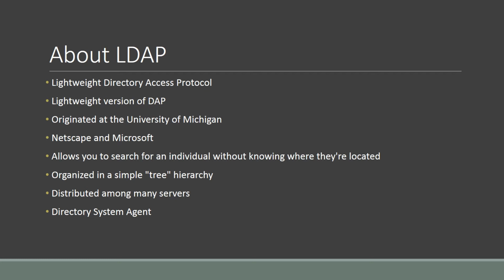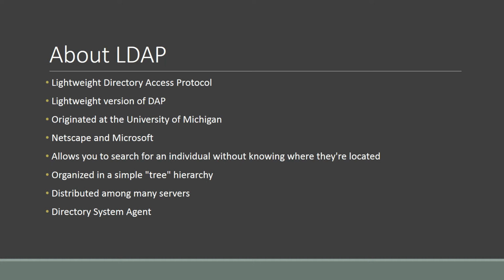An LDAP directory is organized in a simple tree hierarchy consisting of the following. The root directory, this is the starting place or the source of the tree, and then it branches out to countries, each of which branches out to organizations, which branch out to organizational units, and these are divisions, departments, and so forth, which branches out to finally individuals, which include people, files, and shared resources such as printers.